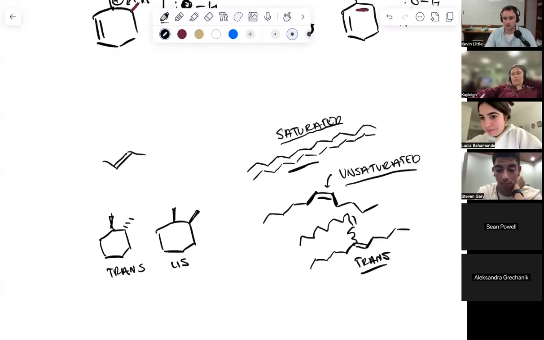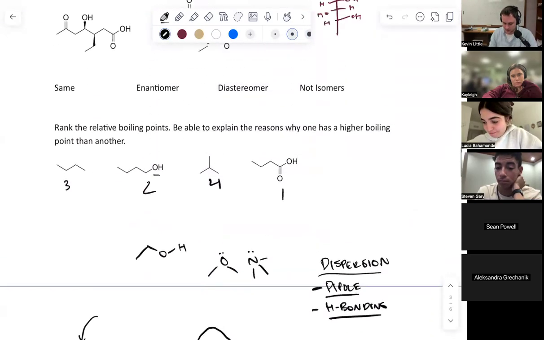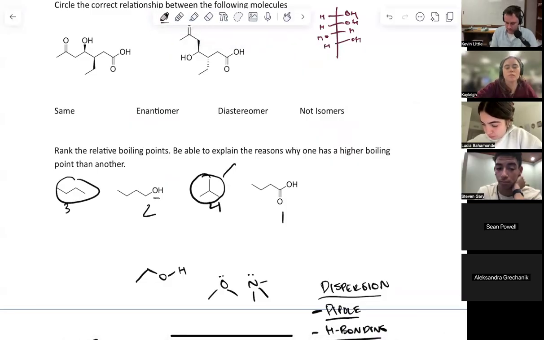Yeah, it's a MUFA, monounsaturated fatty acid. Cool. Thank you very much for the dietary lesson. But it plays into this, right? For the same reasons that this molecule here has a lower boiling point. It's the same reasoning, same logic. Its ability to stack on top of each other.